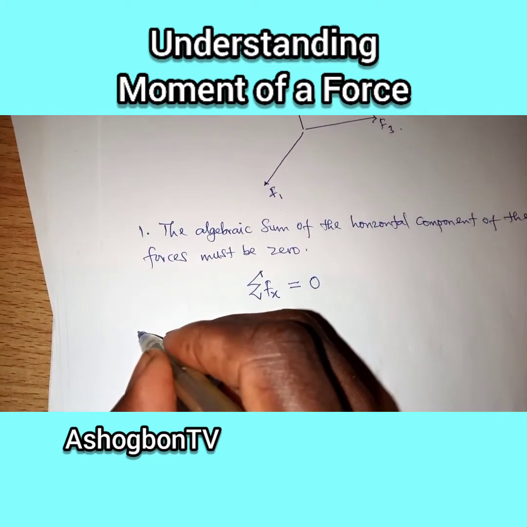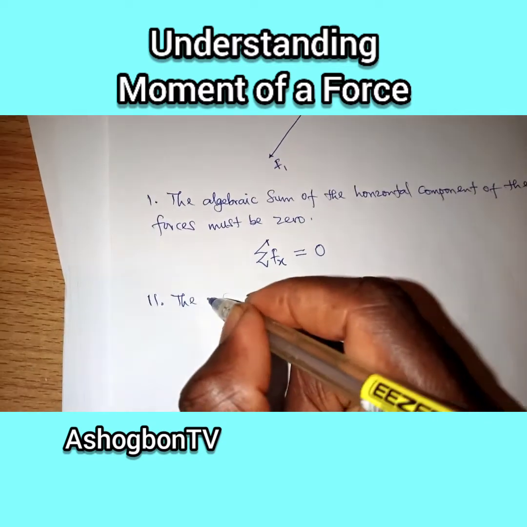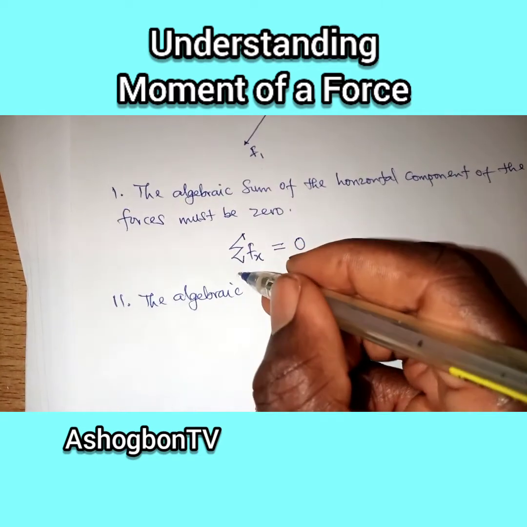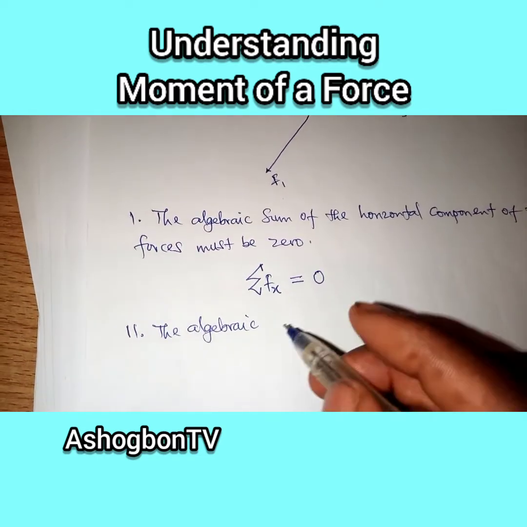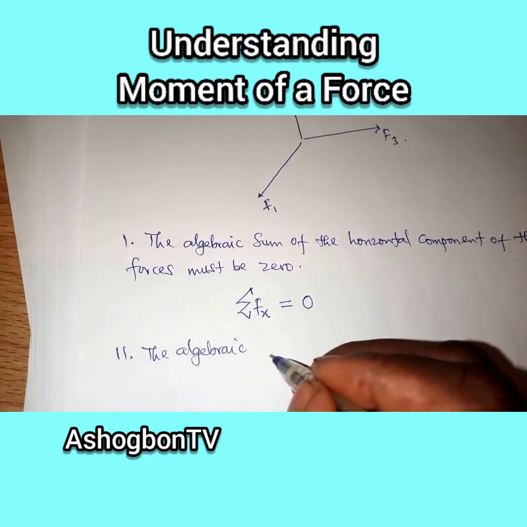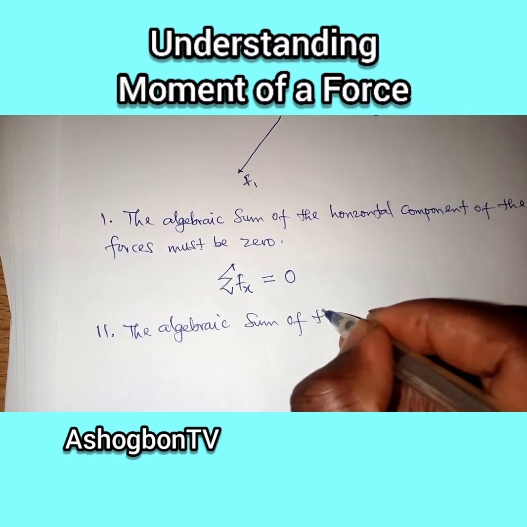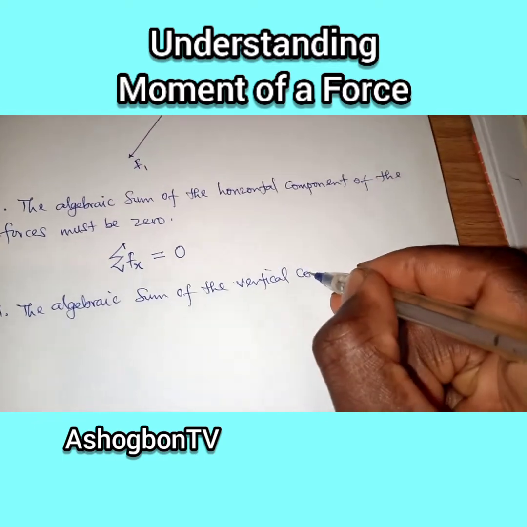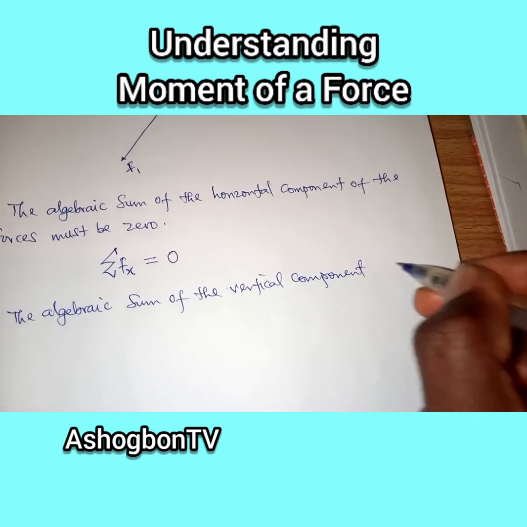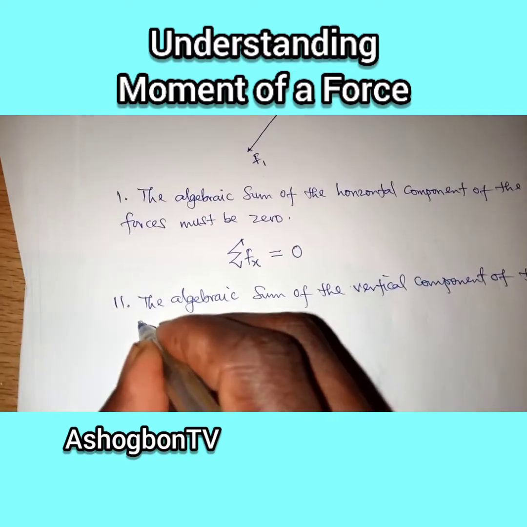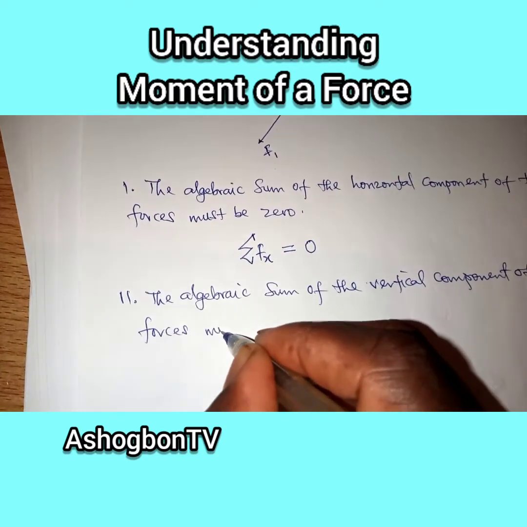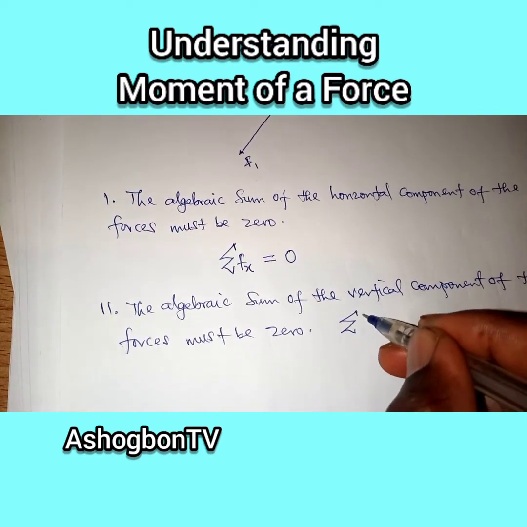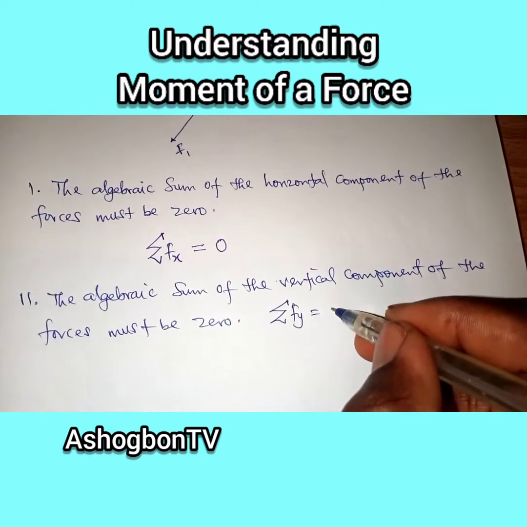Now, number 2, the algebraic sum of the, now instead of horizontal we say vertical components of the forces must be 0. So here we talk about the algebraic sum of F of y, that will give 0.